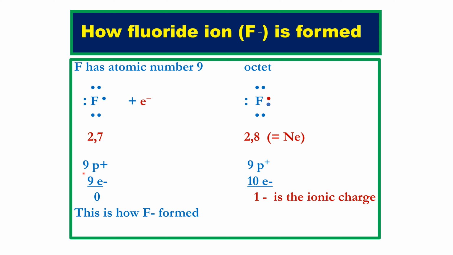Fluorine has 9 protons and 9 electrons, so the overall charge here is 0. But fluoride ion that has gained 1 electron has 9 protons and 10 electrons. So the overall charge here is 1 minus. So this is how we arrived at negative charge for fluoride ion.